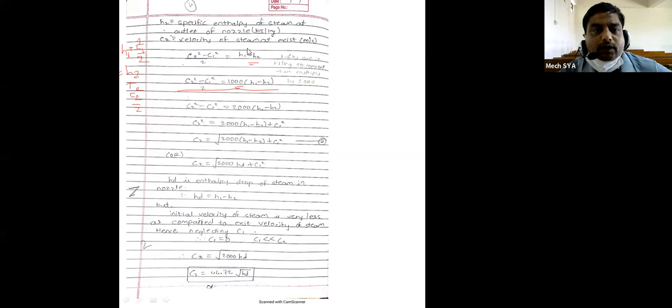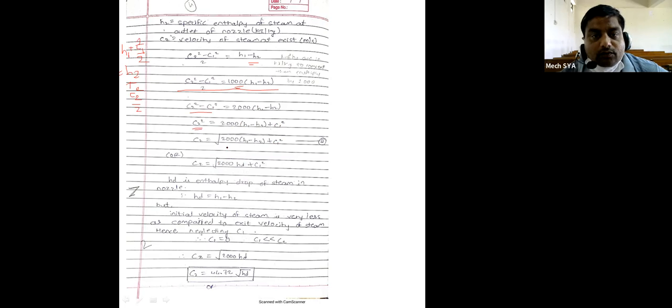Thank you, Prerna. So therefore, remember that C2 and C1 are in meter per second. H1 and H2 are always in kilojoule per kg. Therefore, we have taken multiplying factor as 1000. Therefore, C2 square minus C1 square is equal to 2 into 1000 into H1 minus H2, so 2000 into H1 minus H2. C2 square, the exit velocity square, is equal to 2000 into H1 minus H2 plus C1 square. Therefore, C2 is equal to square root of 2000 into H1 minus H2 plus C1 square.